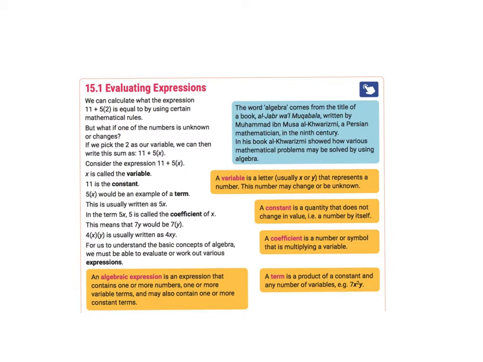And a constant is a quantity that does not change in value. So for example, a number just by itself. So the number 3 is just a constant. A coefficient is a number or a symbol that is multiplying a variable. So for example, if you've got 2x, your 2 is a coefficient and your x is a variable. And a term is a product of a constant and any number of variables. So a term is your example here or 7x squared y.